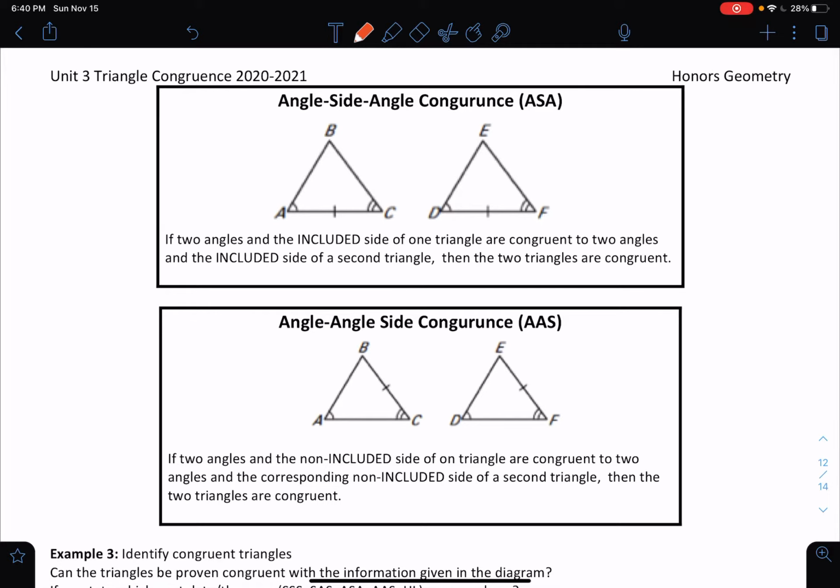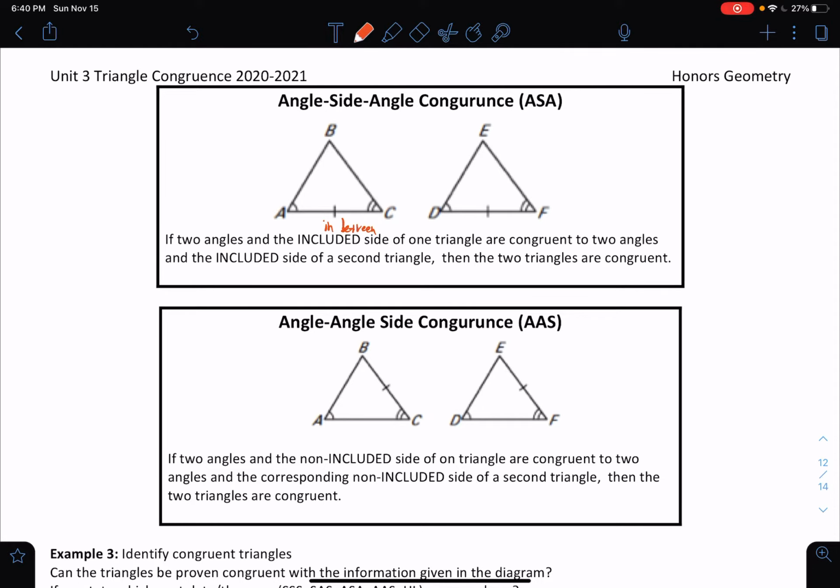So our last two triangle congruency proofs are angle side angle, and that's saying if two angles and the included side this time, so included, remember, is in between. Okay, so if two angles and the side in between those two angles match up with two angles and the side between the angles of another triangle, we can say that the entire two triangles are congruent figures.